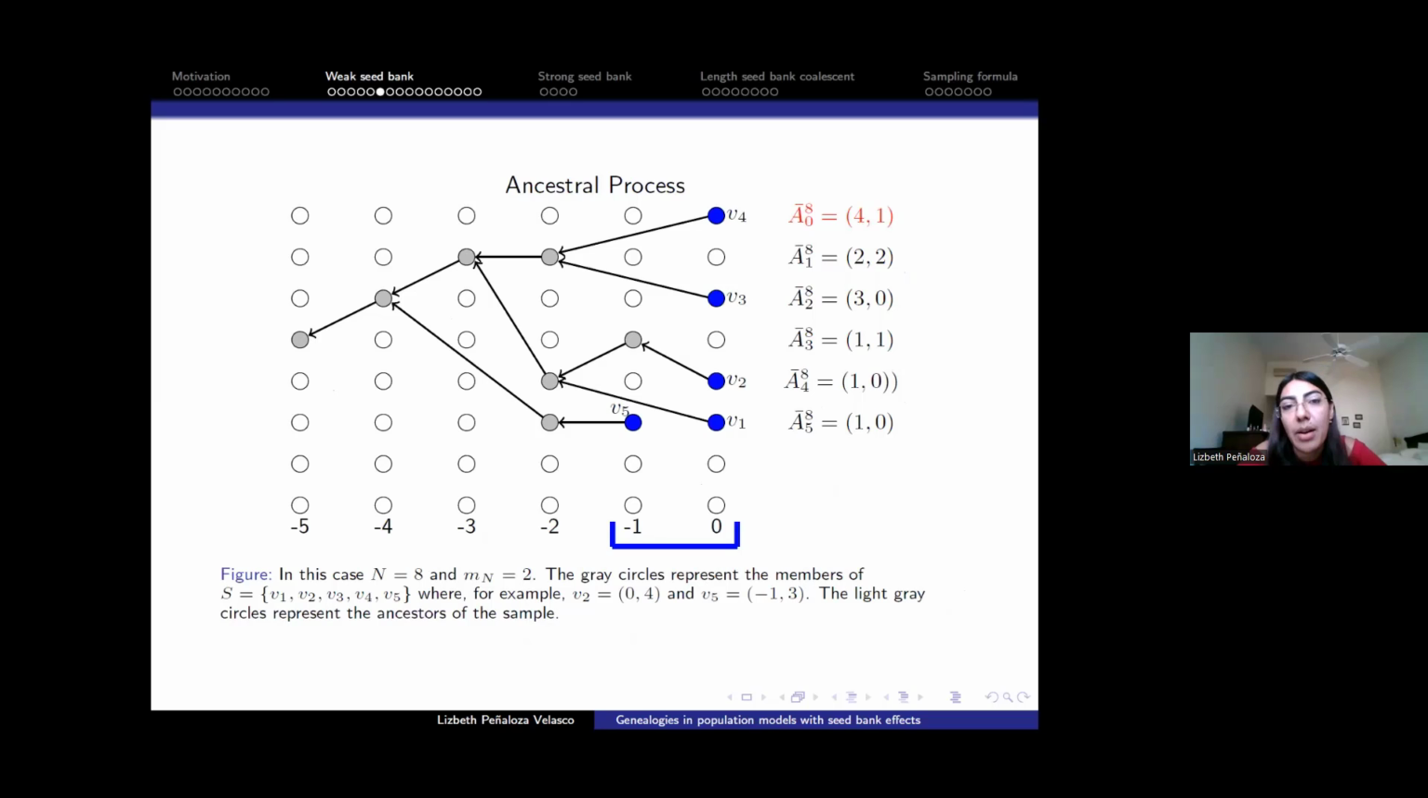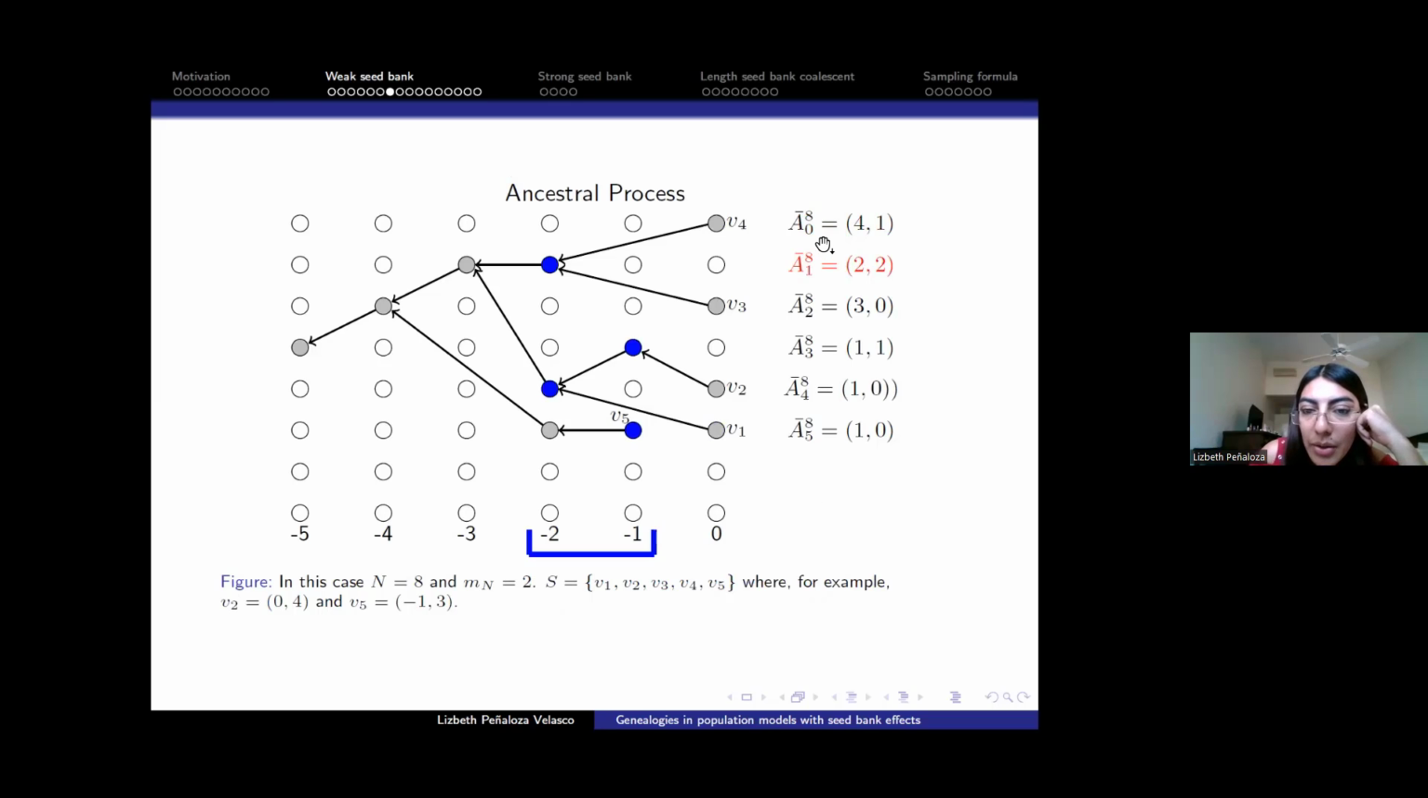Then we have an ancestral process, and we construct this also like a vector. But in this example, mn is equal to 2. So in this case, we only see 2 generations. The blue circles represent the members of my sample. And I see generation 0. How many individuals or ancestors do I have in generation 0? In this case, I have 4. So this corresponds to the first coordinate, and the second coordinate corresponds to the ancestors that live in generation -1.